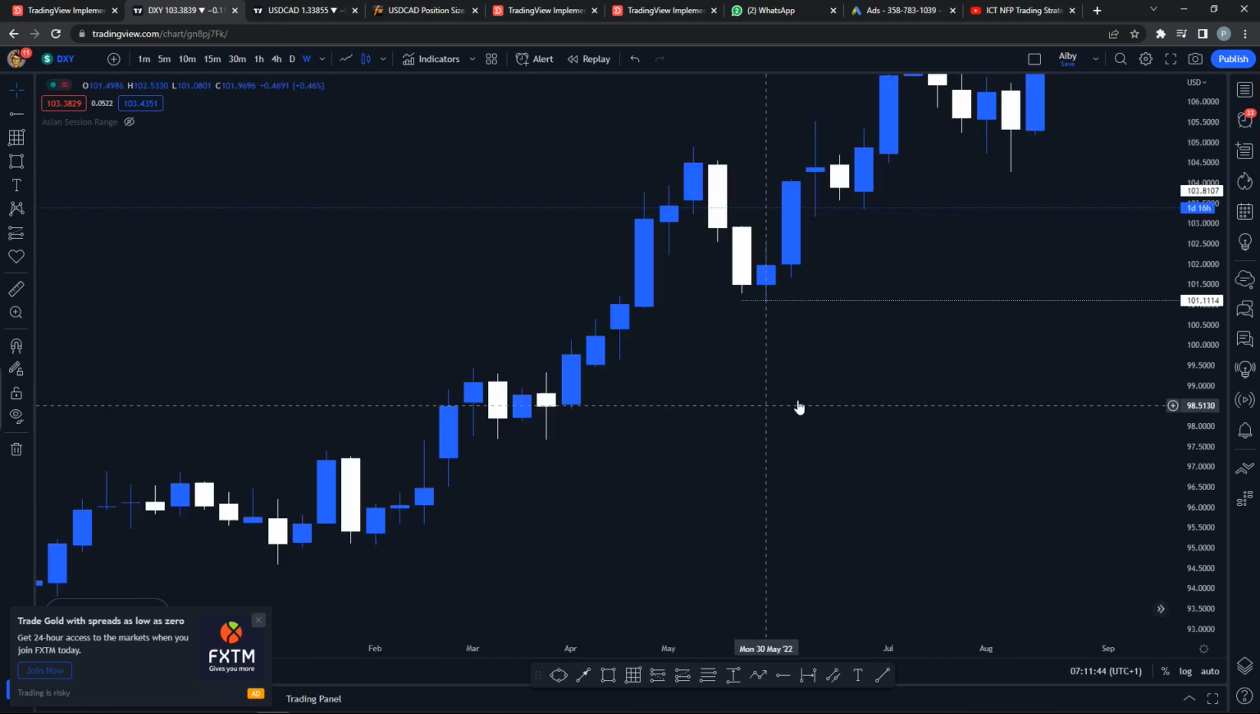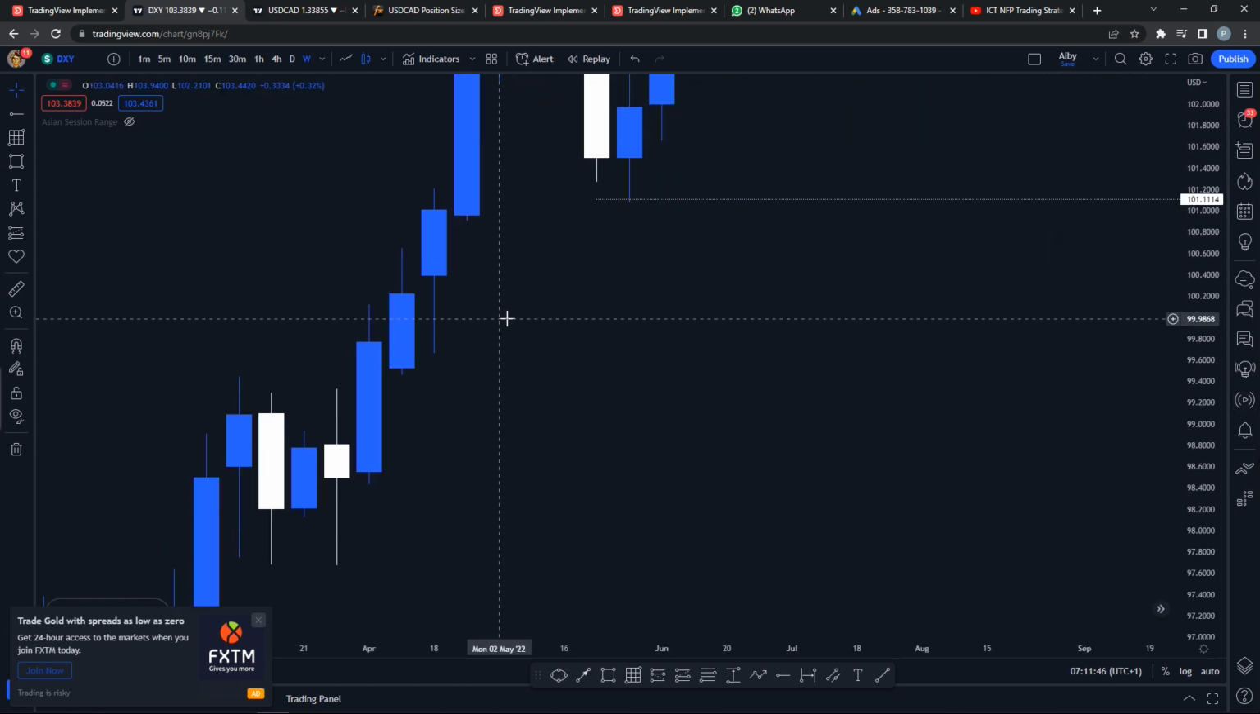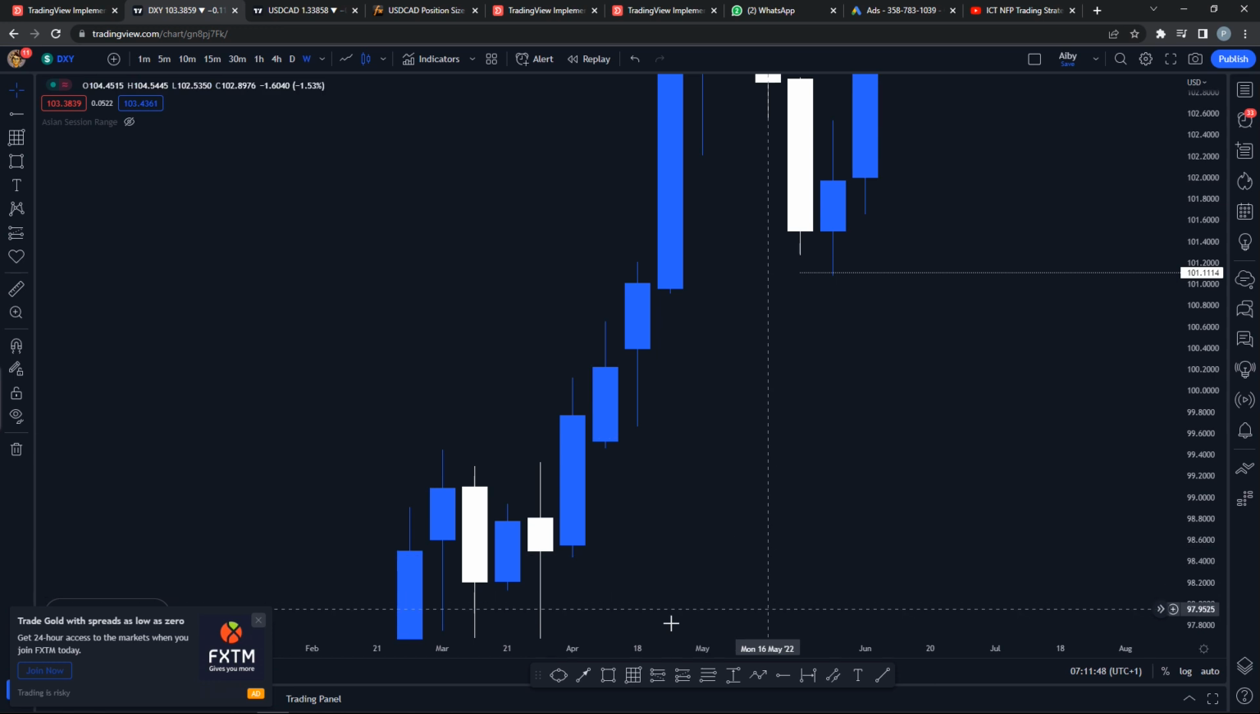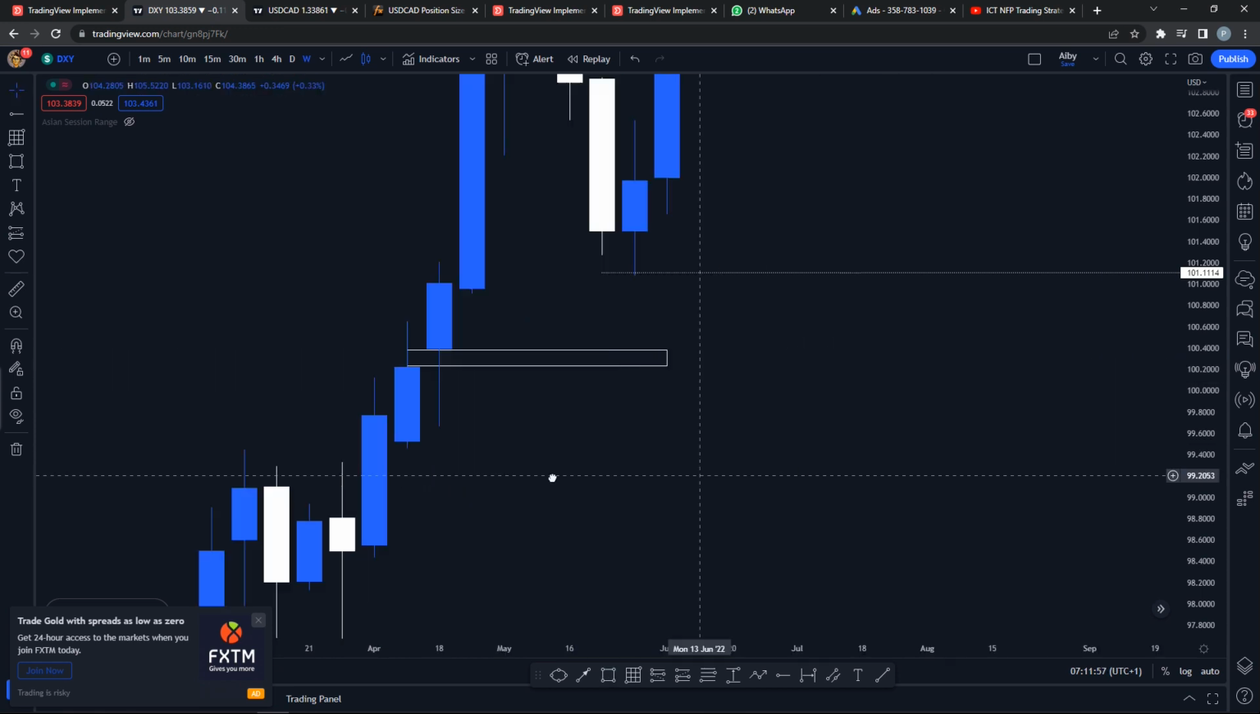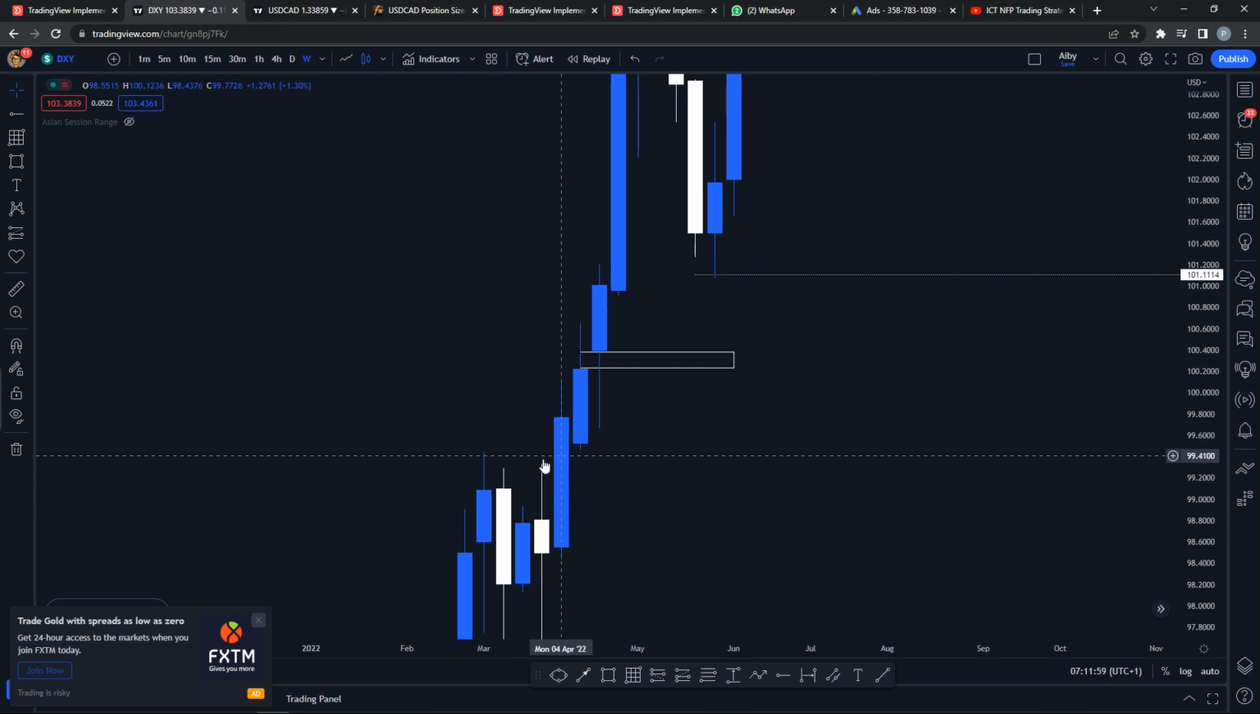So let me zoom in so you can really understand what a volume imbalance is. A volume imbalance is when the body of the candle doesn't cross itself, but instead the wick does. A volume imbalance acts like support or resistance. It's a different thing from this one, where the wick does. This is a normal imbalance.